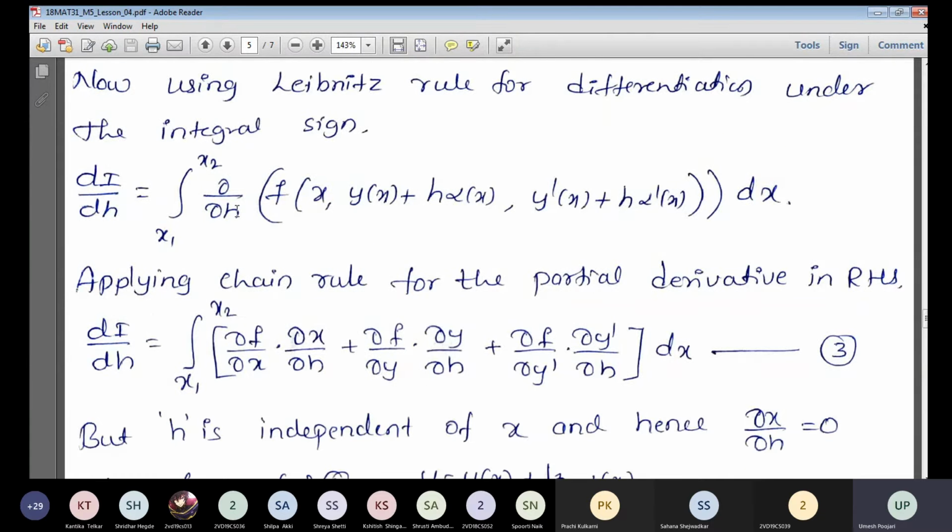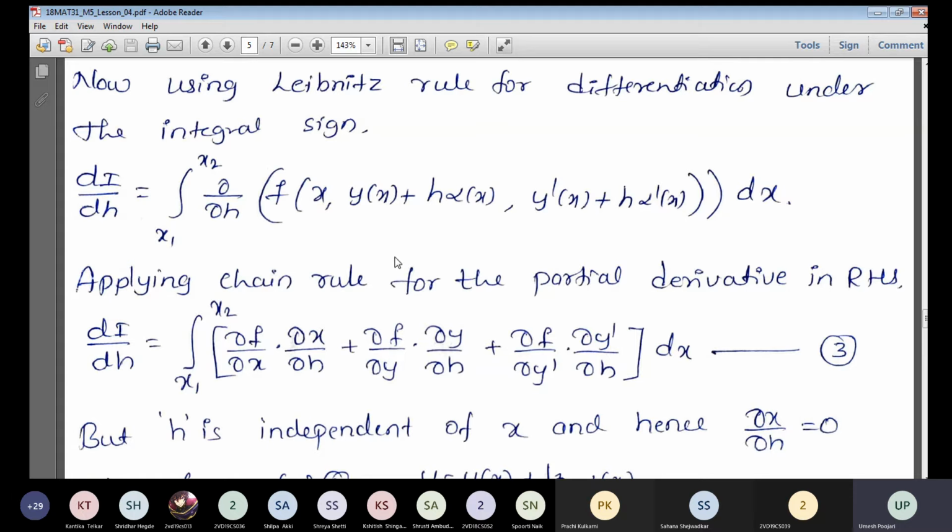Now next we shall keep this left hand side as it is. For this right hand side term, we shall apply the chain rule for the partial derivatives in the RHS. Again remember the first semester second module: total derivative, chain rule, implicit function, composite functions. You know that. So here dou by dou h of f of x, y of x plus h into alpha of x comma y dash of x plus h into alpha dash of x means dou f by dou h, but f is a function of x, y and y dash, correct?